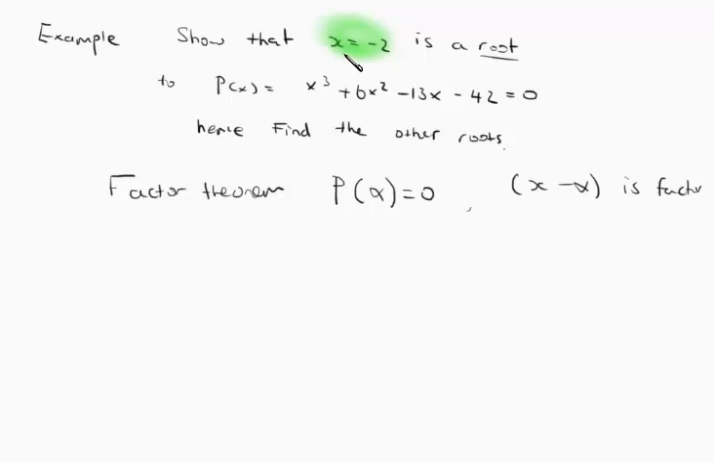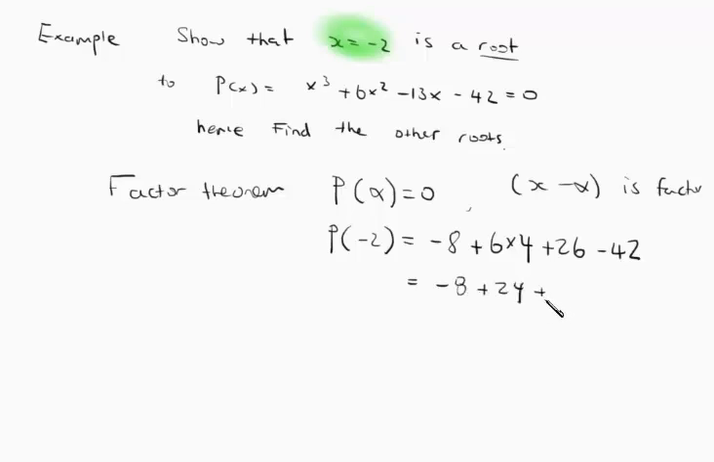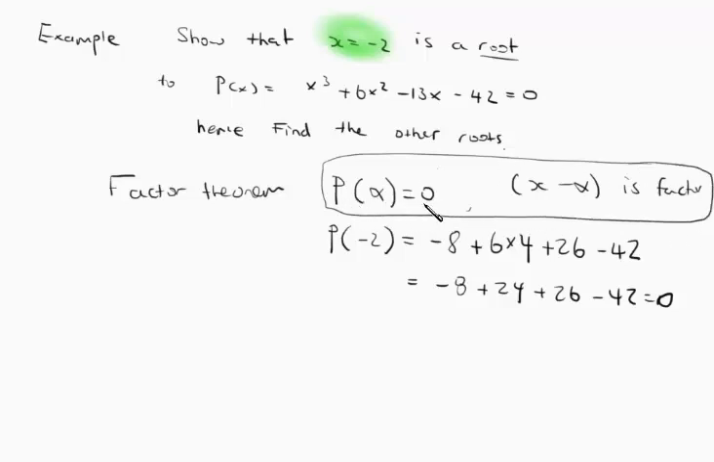In this case, they're saying that this is a root. Show that this is a root, which means if you have p of minus 2, see what you get. That's negative 2 cubed, which is negative 8. 6 times negative 2 squared, so the negative cancels out, this is just 24. Negative 13 times negative 2 is positive 26. And there's a minus 42. So this is negative 8 plus 24 plus 26 minus 42. This is 0. So see, this is the factor theorem: if p of alpha is 0, then x minus alpha is a factor. P of minus 2 is 0, so then what is a factor?